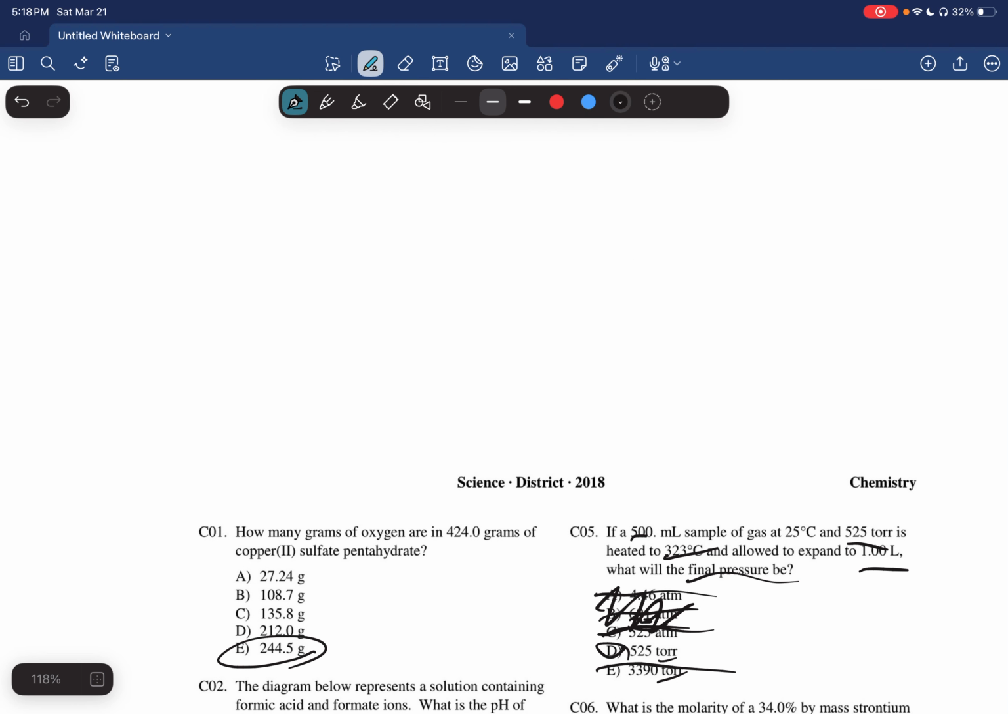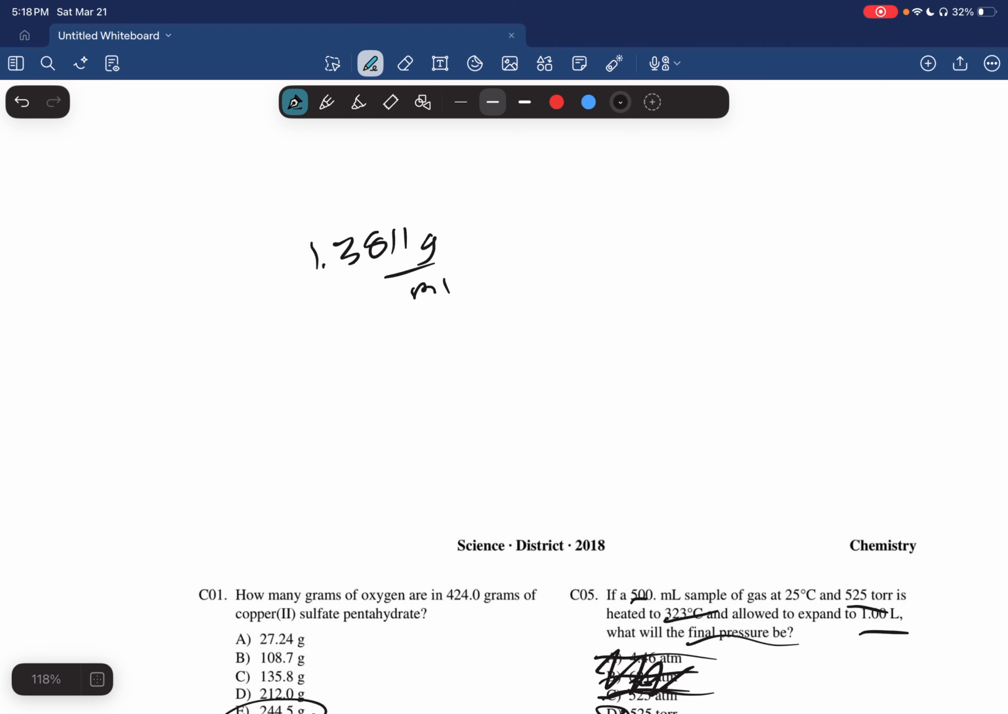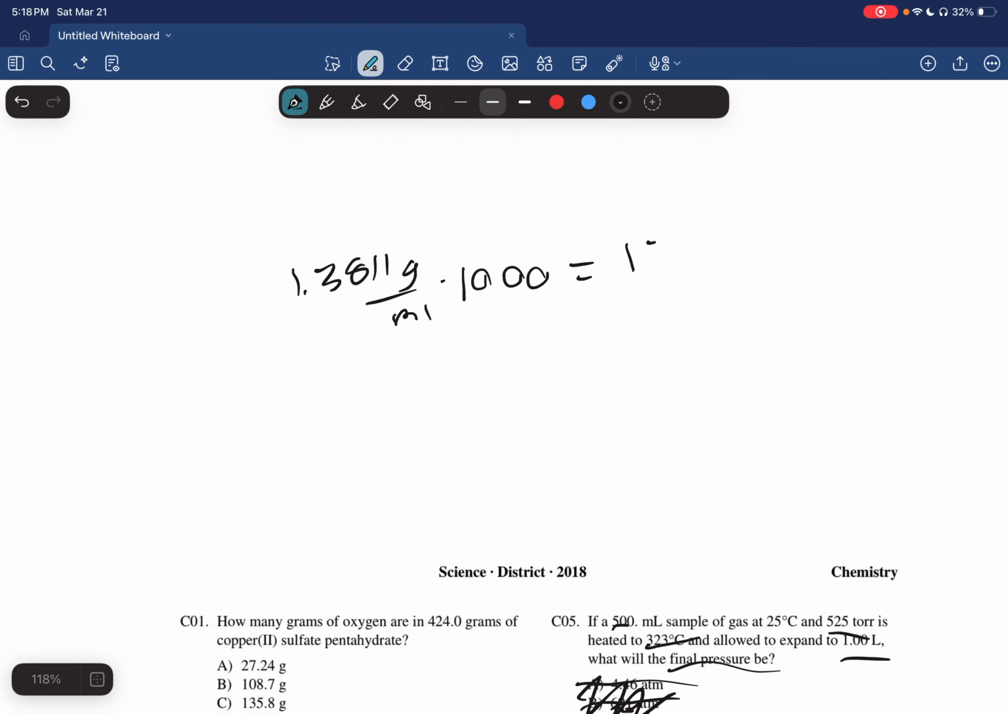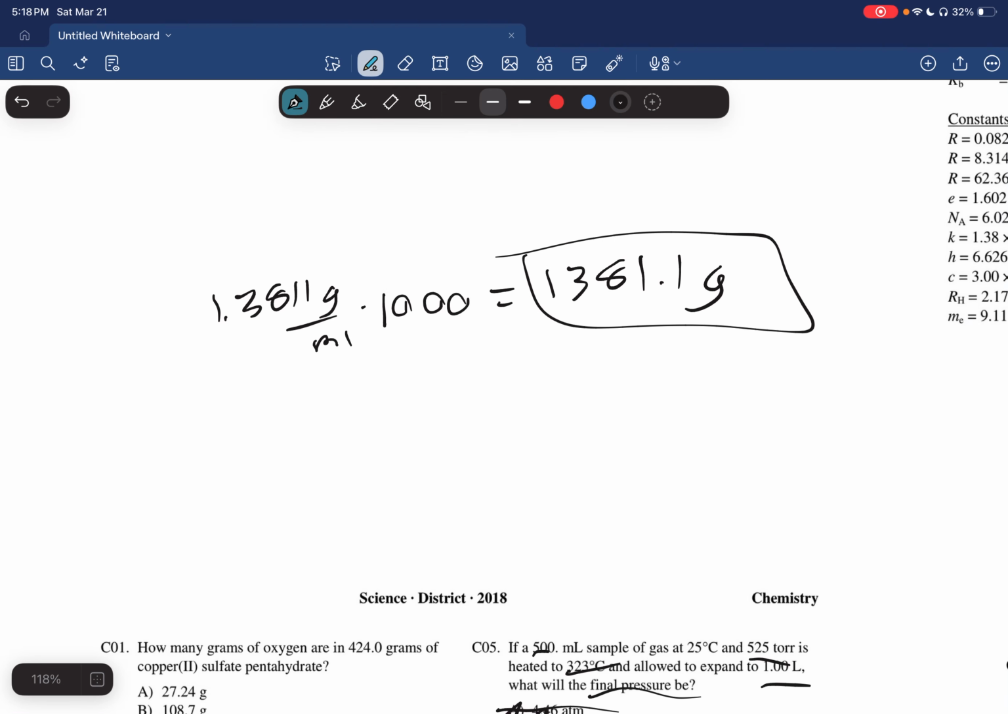So let's do that. We have 1.3811 grams per milliliter of our solution. And if we're saying we have 1,000 milliliters or 1 liter, we can just multiply this by 1,000. And that'll give us the total amount of grams we have in solution.